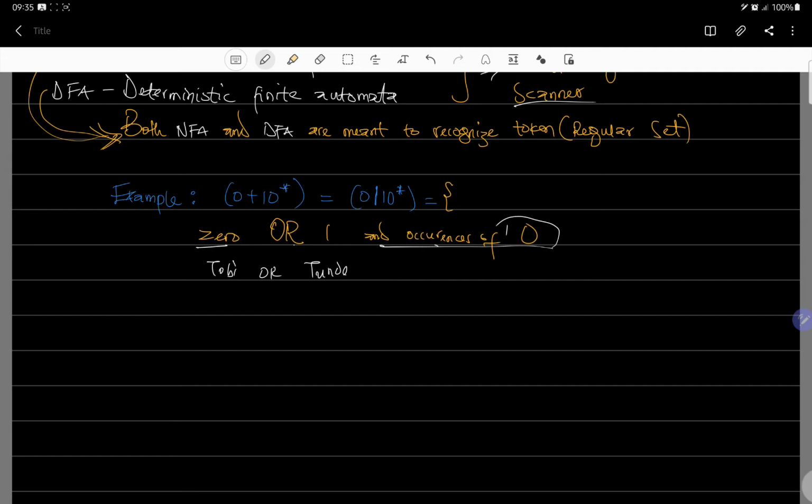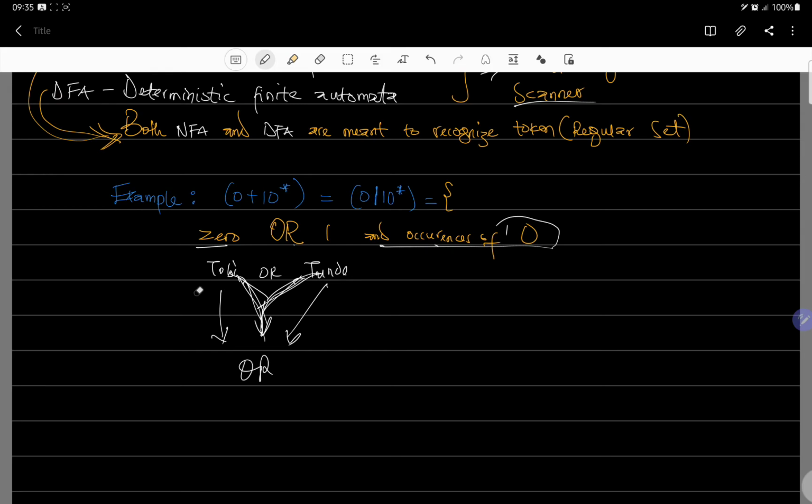So "Toby or Tunde" means... If somebody says Toby or Tunde, that means Toby can come, or Tunde can show face, or both of them can come together. Then I will be fine, since I called Toby or Tunde, I can see anybody. But if I say Toby and Tunde, that means both of them must show face.